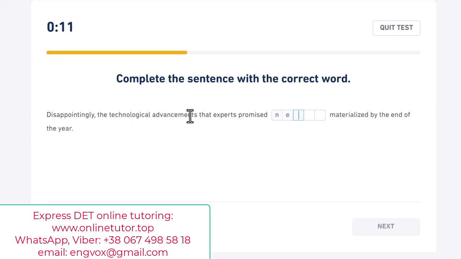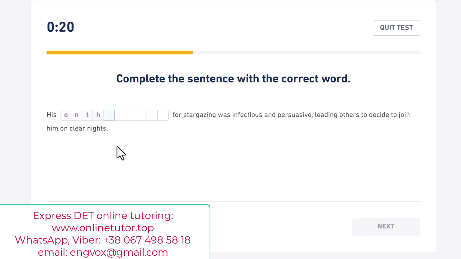The technological advancements that experts promised nearly, maybe nearly. Okay, let's take nearly materialized. Nearly materialized. I don't know. Maybe it's a mistake here. His enthusiasm, probably. You see, I hear it, I see it once, because not many English words begin with enth.